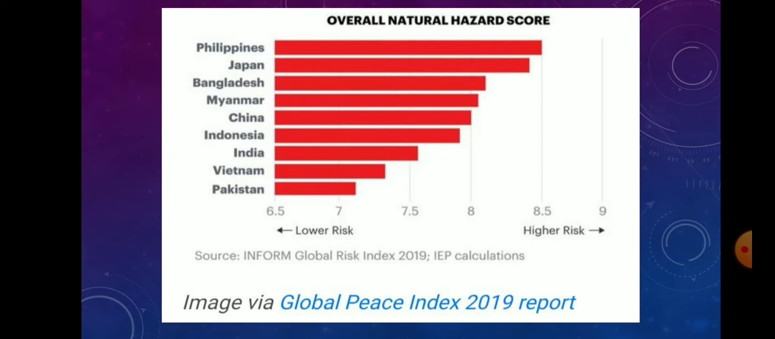As you can see in the image, the title is Overall Natural Hazard Score. The Philippines is the first country at highest risk in climate, followed by Japan, Bangladesh, Myanmar, China, Indonesia, India, Vietnam, and Pakistan.